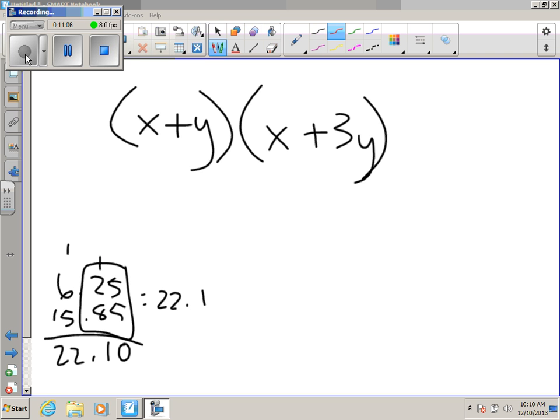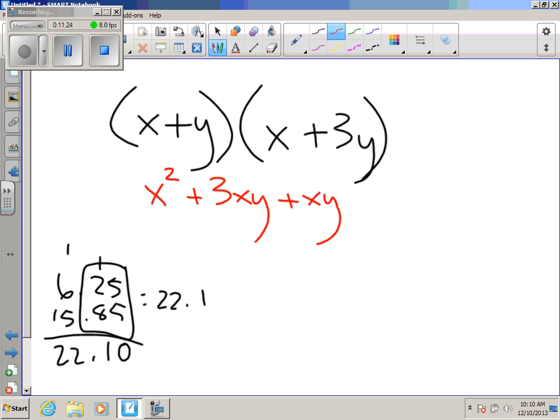Okay, first, x times x, Raven. Outer, x times a 3y, Marlia. 3xy. Inner, x times y, Marlia. And last, awesome, 3y squared. Question? Alphabetical order.